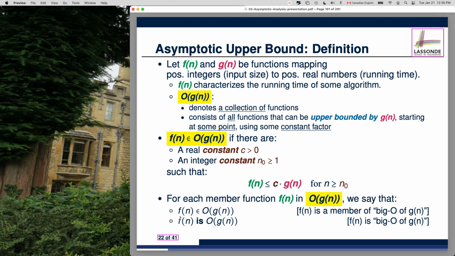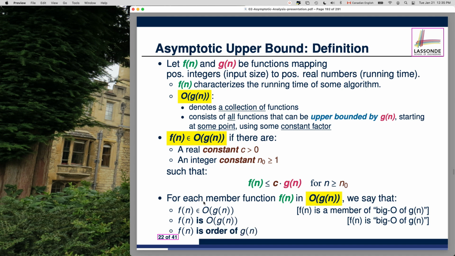f of n here is like a member, and you're saying a member is a family. You're comparing a member with a set. You cannot say that, but people say that anyway. If you say that, it's okay. It's just another way to say f of n is a member of big O of g of n. Or sometimes people say f of n is an order of g of n. That's also fine. Choose the one you like.